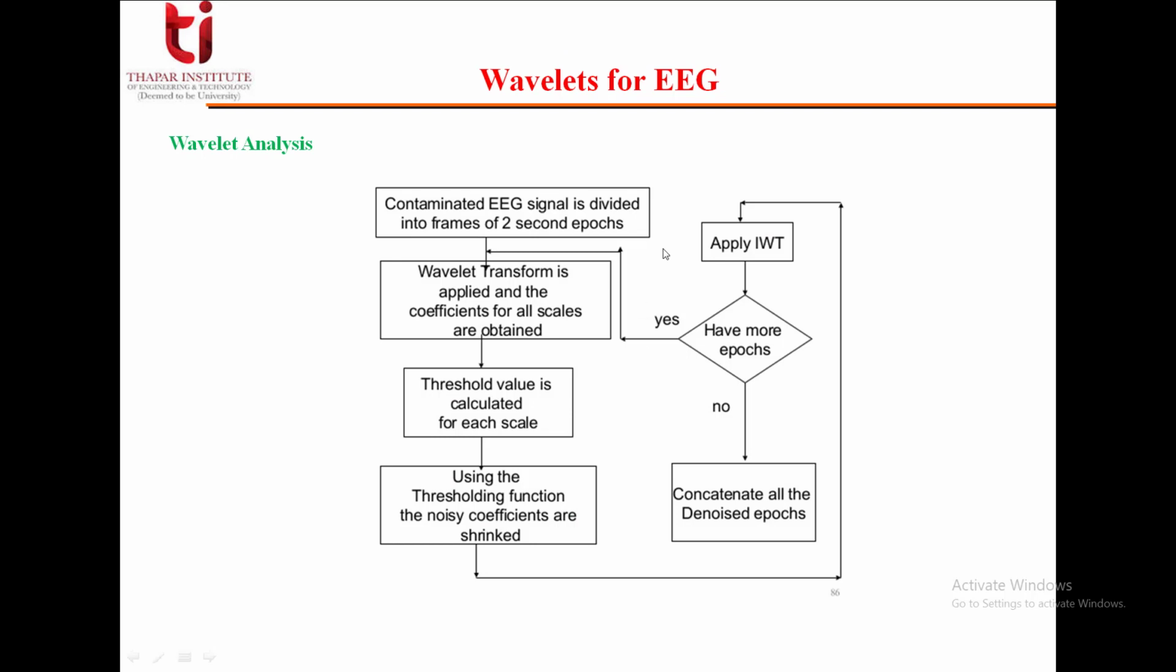We can apply this algorithm like this: we have a contaminated EEG signal, which is divided into frames of 2-second epochs. Then we apply the wavelet transform and the coefficients for all the scales are obtained. As we have seen in the block diagram, we have to use a threshold value which is calculated for each scale. Using this thresholding function, the noisy coefficients are shrunk. Then we apply the inverse wavelet transform. Now we have to check whether we have some more epochs or not. If we have more epochs, again we apply the wavelet transform and compute the coefficients, and like this the method goes on. But if there are no more epochs, then we concatenate all the denoised epochs.